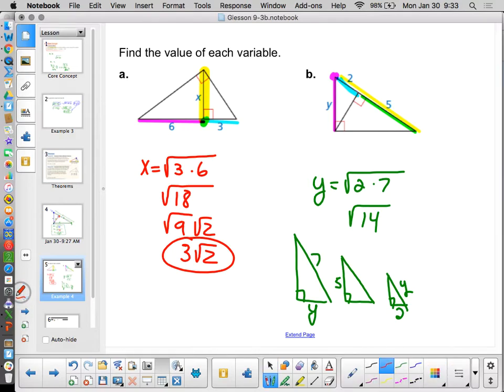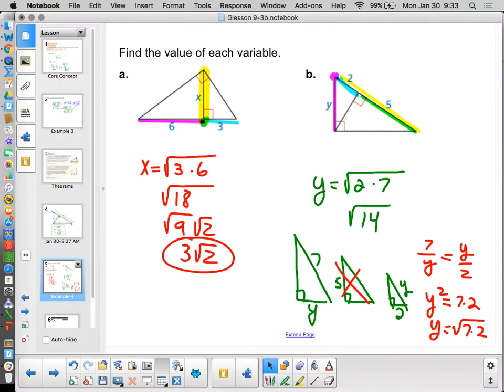Most people do it this way, and then they'll say, okay, obviously I'm using first and third here. Second doesn't help me. 7 over Y equals Y over 2. So Y squared equals 7 times 2. So Y equals the square root of 7 times 2, and I think you see where we're going with it. Yeah, it's a little more work. We get the exact same answer. Most people do it that way because it's easiest. But it's not necessarily fastest. The geometric mean thing is a little faster.